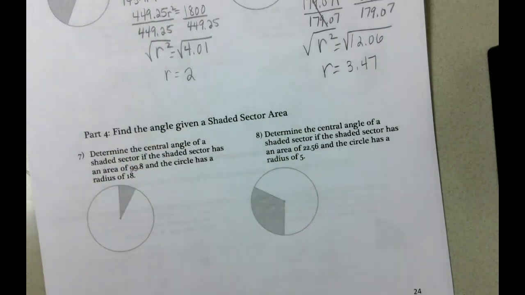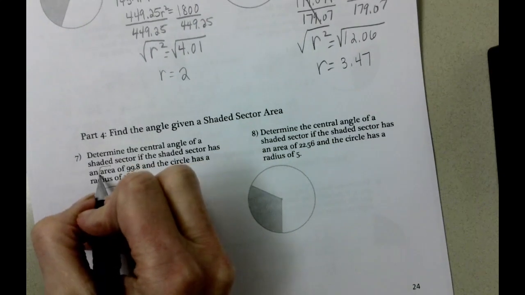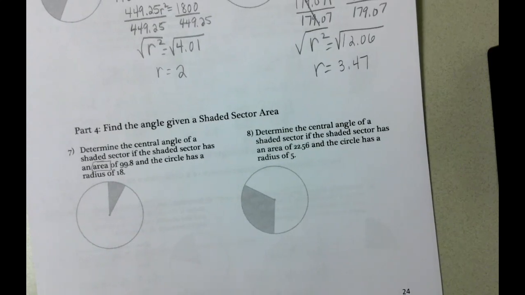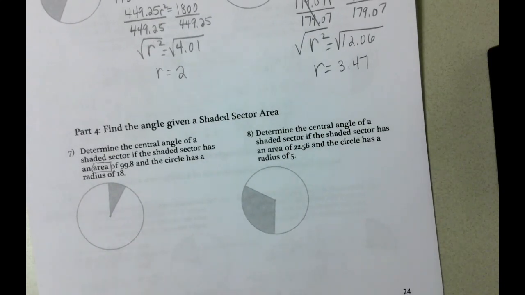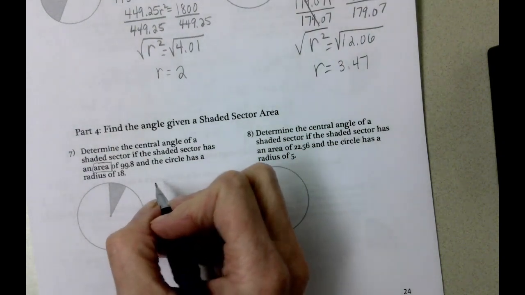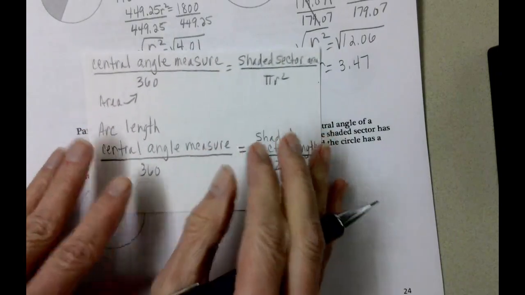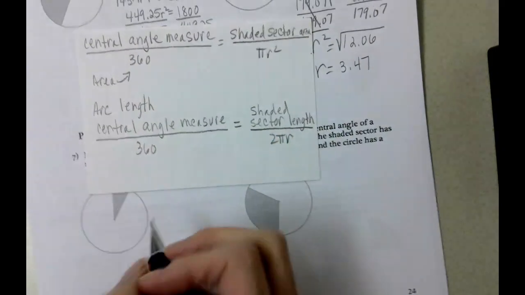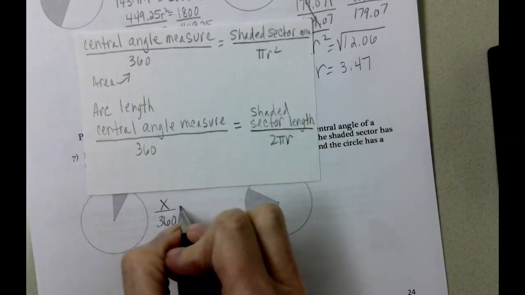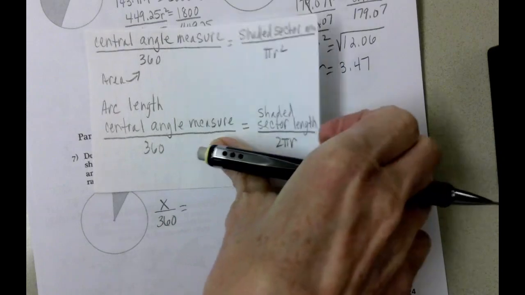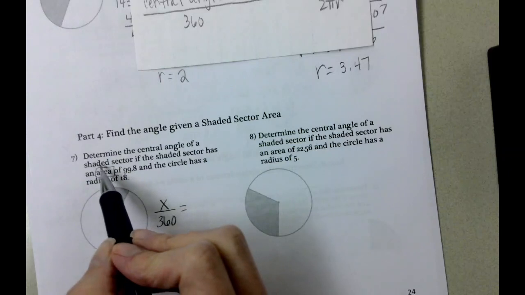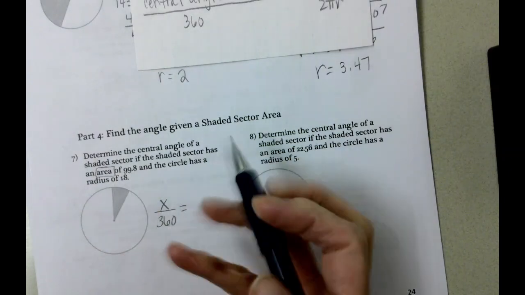This one says determine the central angle of a shaded sector if the shaded sector has an area. Watch out, because you need to know which formula to use. It has an area of 99.8 and the circle has a radius of 18. We don't know the central angle measure, and we are looking at my top formula here. So I'll call that x over 360. But what we do know is that the shaded sector has an area of 99.8.